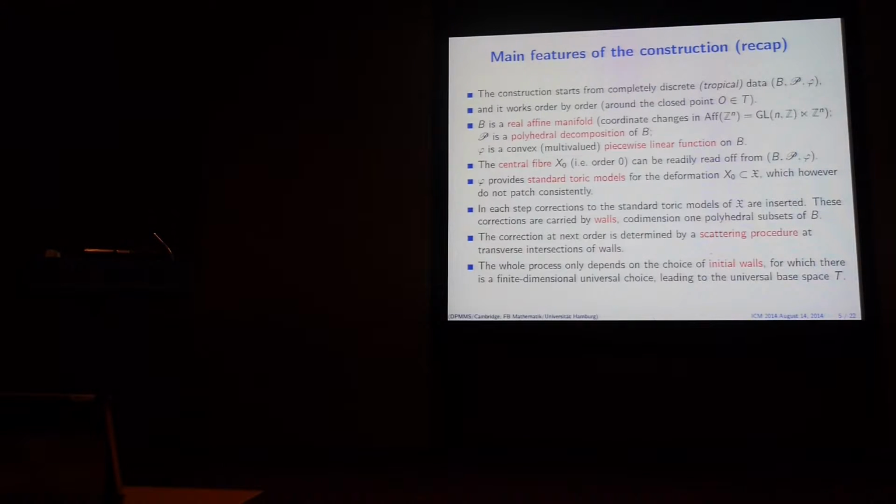Okay, so let's look at the main features of the construction in case you got lost at the first, second slide. Start from these discrete data. The discrete data tell you the central fiber from these momentum polytopes giving the polyhedral decomposition. And then this phi gives you some standard toric models that, however, don't fit together. You have to correct them, starting from initial walls, the moduli of initial walls being captured in this parameter space T, and then by the scattering procedure, you keep going, inserting more walls to make things work in the next order.